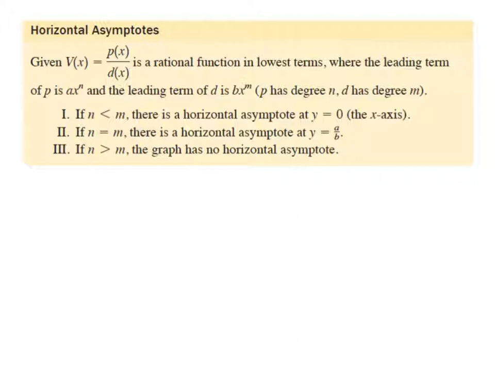And then you notice for our third one right here, if n is greater than m, it has no horizontal asymptote. So if there's no horizontal asymptote, notice this happens when the top exponent is bigger than the bottom exponent. Therefore, that's what we might call a top-heavy fraction. So if our rational expression is top-heavy, then that's the situation.